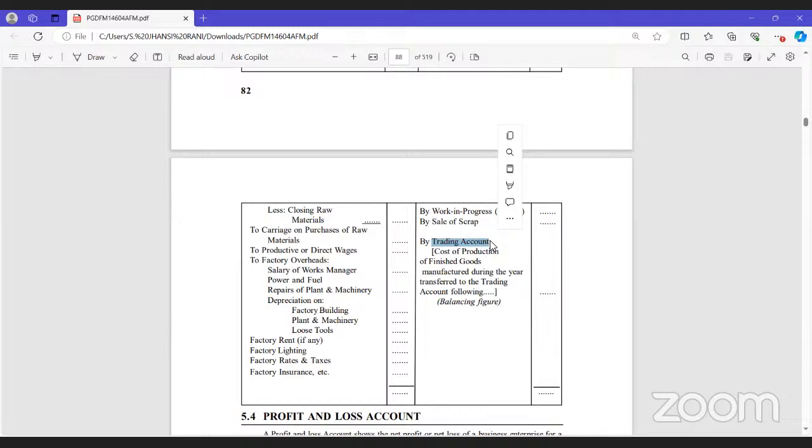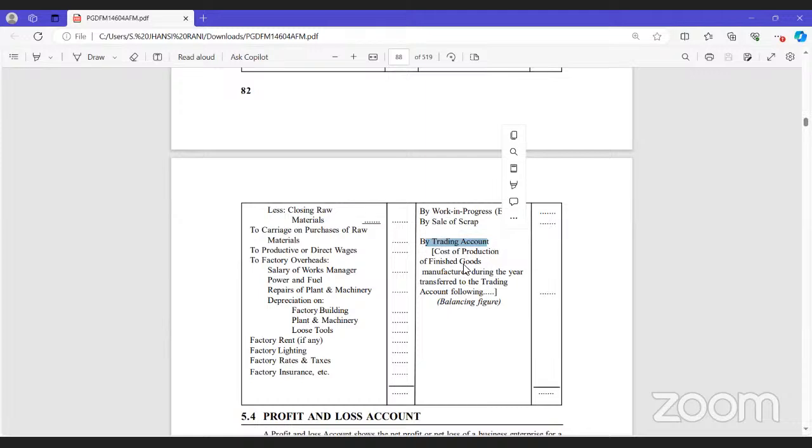Normally, if we don't have a manufacturing business or we don't have any manufacturing unit, in that case, what will we do? We will purchase from the supplier. But here in this case, we are not purchasing from an outside supplier. We ourselves are producing the product. In that case, whatever products we produce, we will transfer the balance to the trading account.